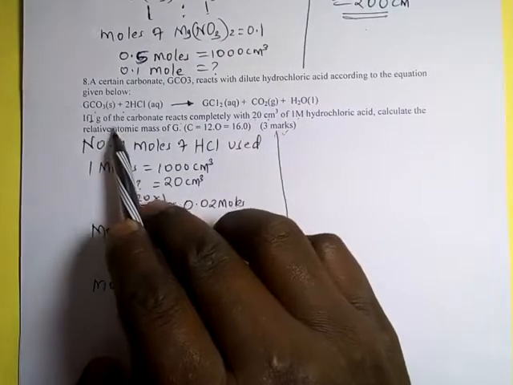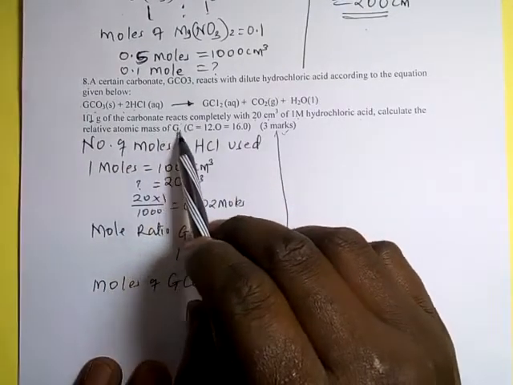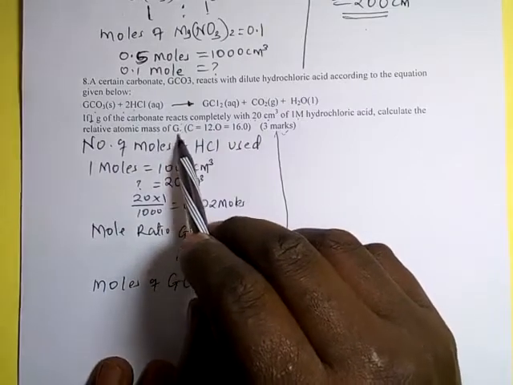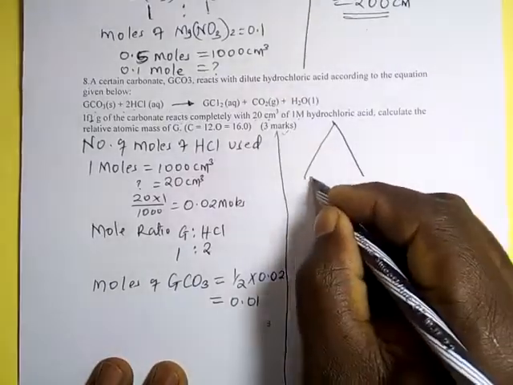But we want to calculate what? Calculate the relative atomic mass of G. So before we go at it, we must first calculate the RFM of G carbonate. So let me give you this triangle. I've always given this triangle.